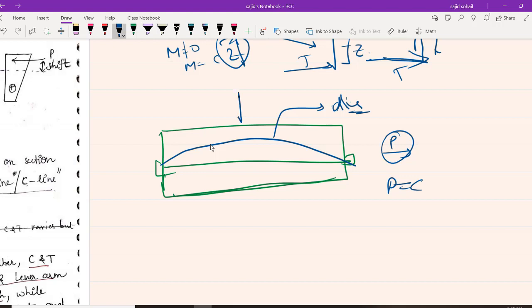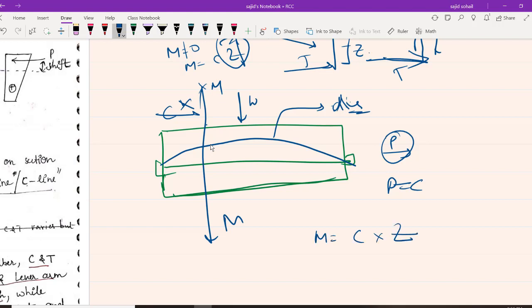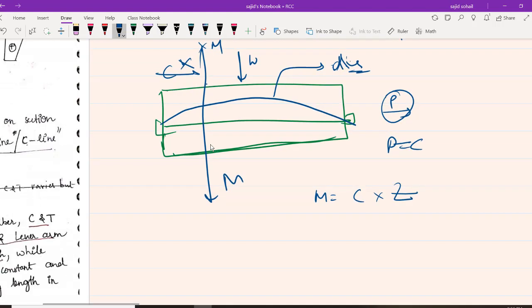See, because of the loading at any section, you know what the moment is, right? Whatever the loading is given, you know the moment at that section, right? So what I am doing is I am equating this moment to C into lever arm. What will be the lever arm? Lever arm will be very simple.